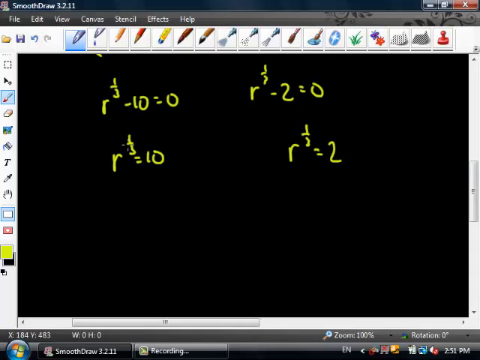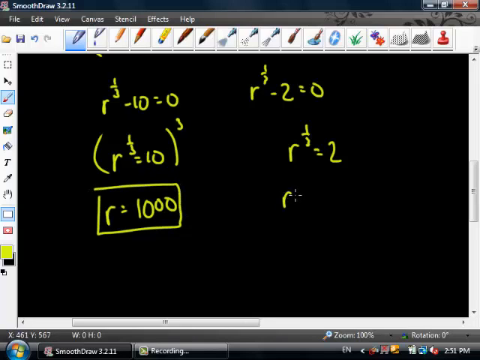Since it's being raised to the 1/3 power, I'm going to cube both sides. 10 to the 3rd power is 3 zeros, so 1, 2, 3. r equals 1,000. And r equals 8.